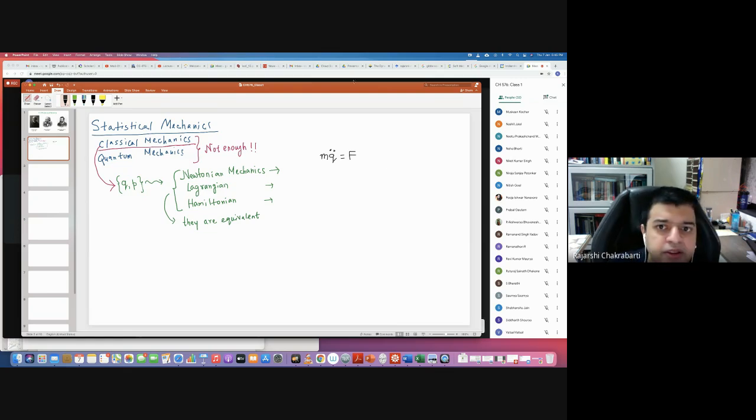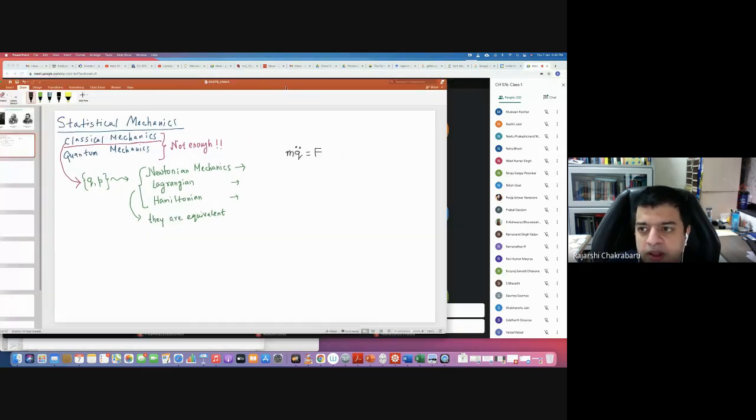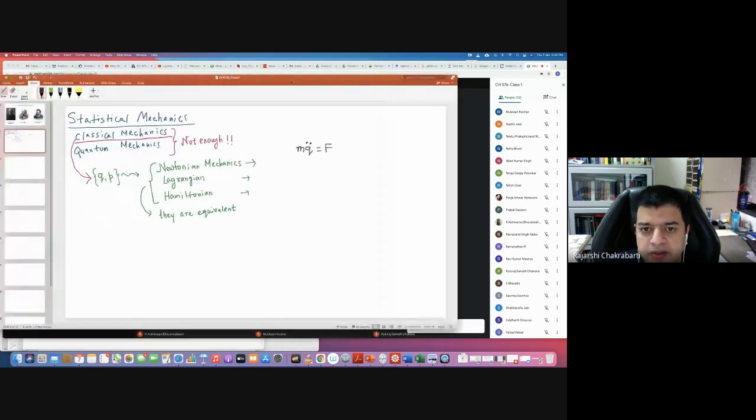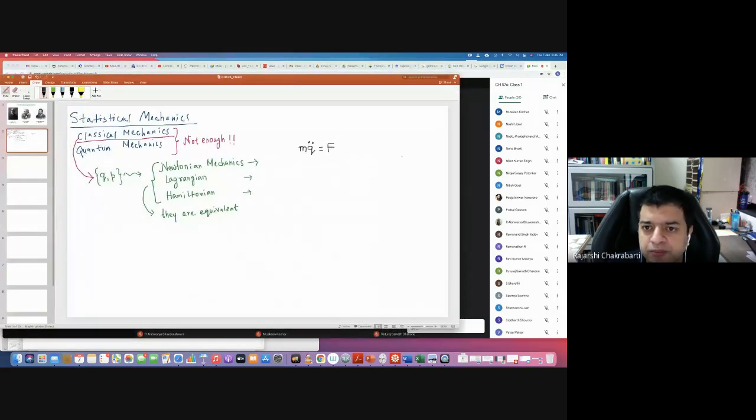Yes, people are writing there. Kailash, yes. So what is q dot? Some notations you should know. The q dot is dq/dt. It is like velocity. Q dot is velocity. And q double dot is the second derivative of q with respect to time. This is acceleration. So mass times acceleration is equal to force.